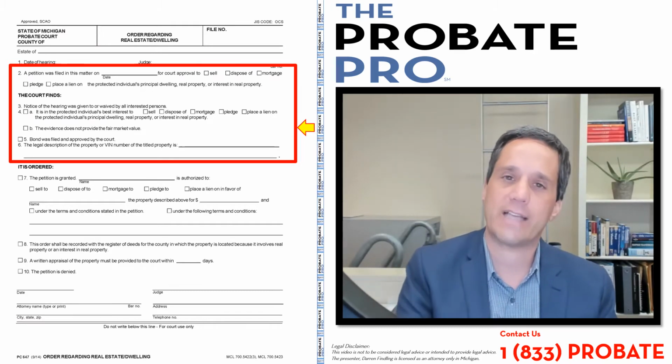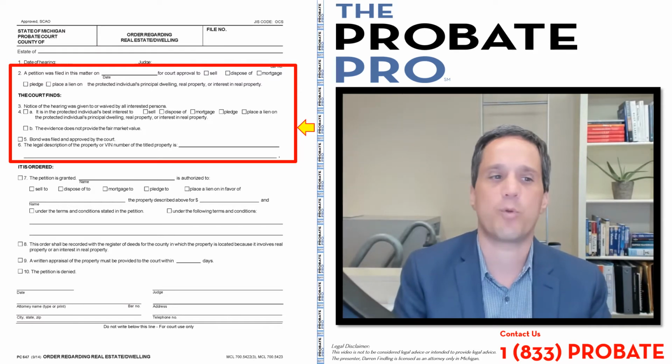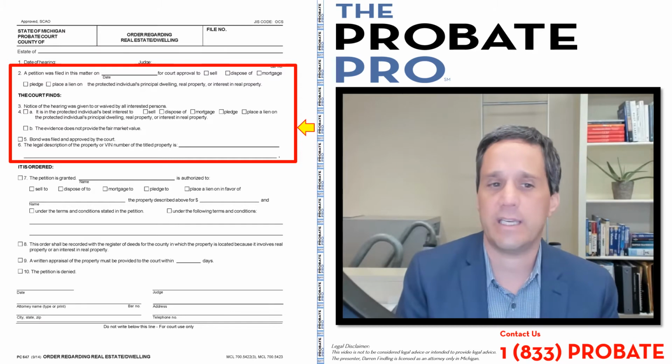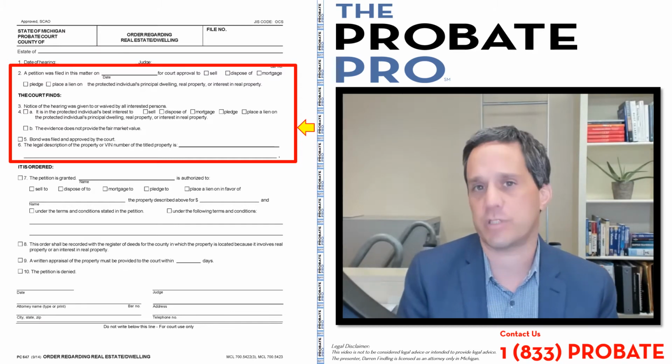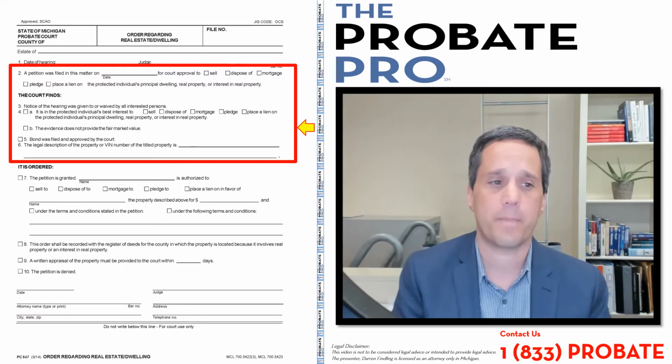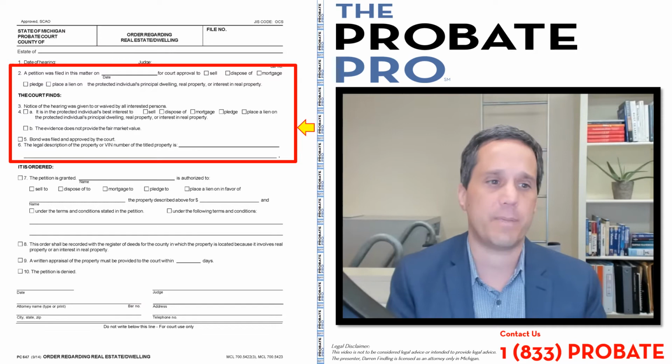So here you're asking the court for the authority to do this: sell, dispose of, mortgage, pledge, or place a lien on a protected individual's dwelling, real property, or interest in real property. So it relates to land. This next section relates to what the findings of the court are in that petition.